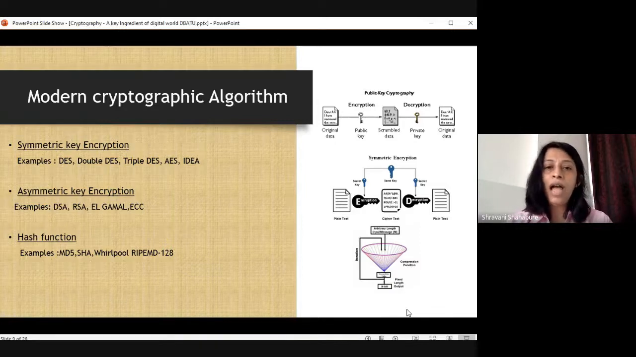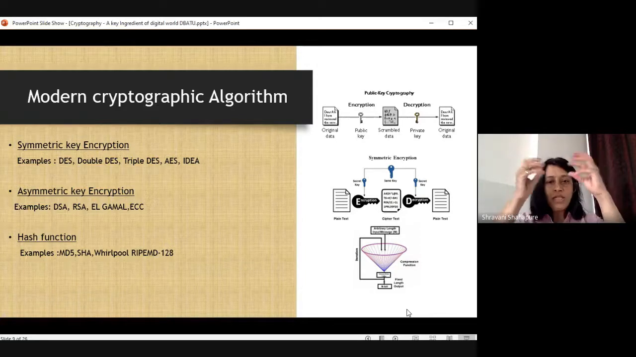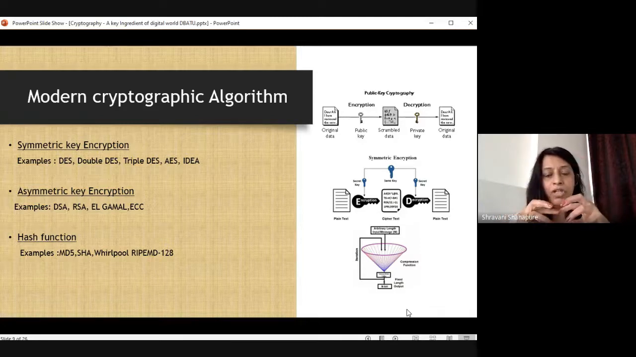In the case of the hash function, it's normally used for the integrity of messages. A message of any size will go into the compress function and it will become a fixed size message, which is encrypted and then transmitted along with the message. And then, by using some functionalities, we can check whether the message has been altered or changed. MD5 and SHA are a few examples of hash functions. We can move on to the next slide.